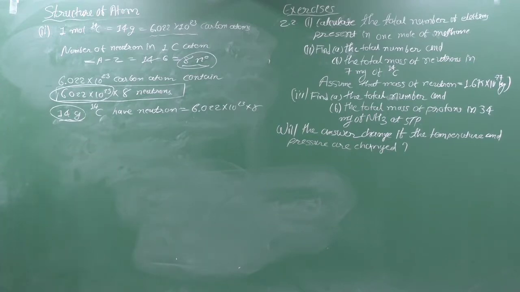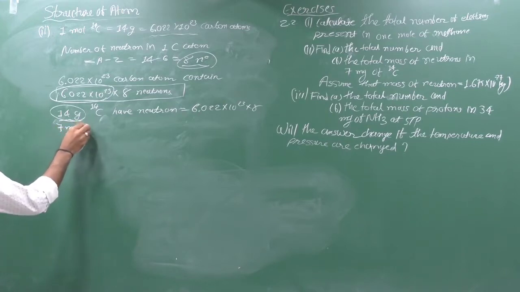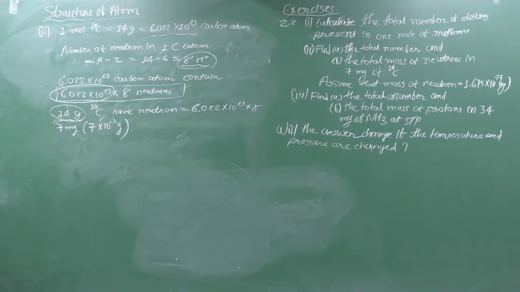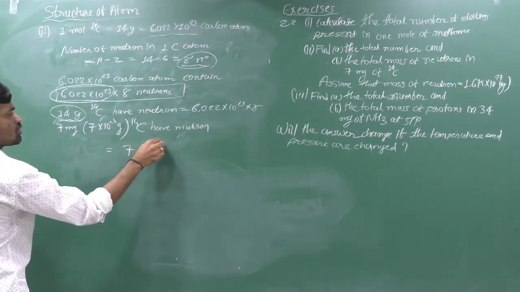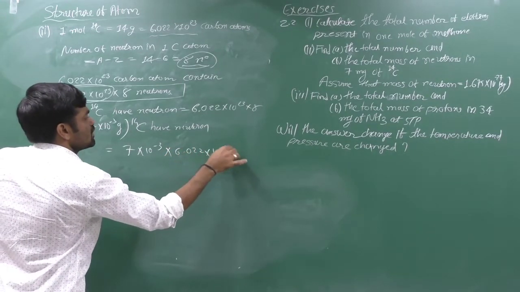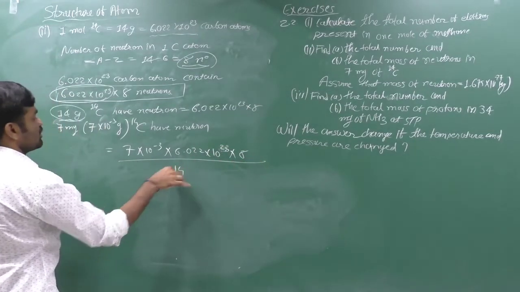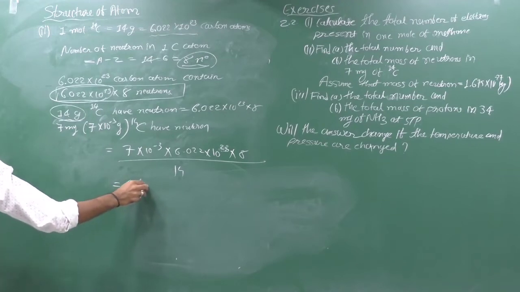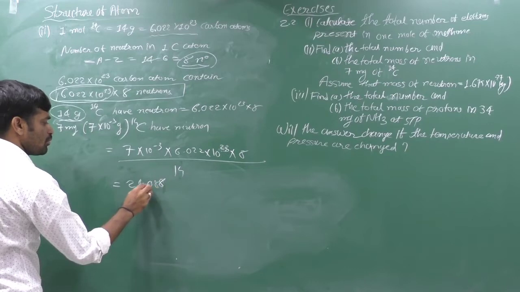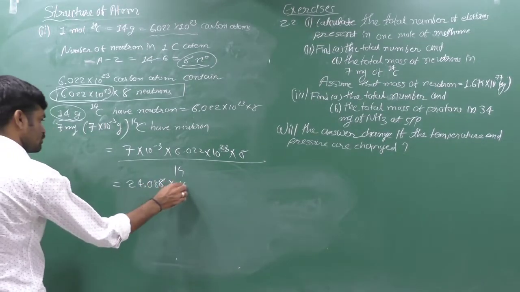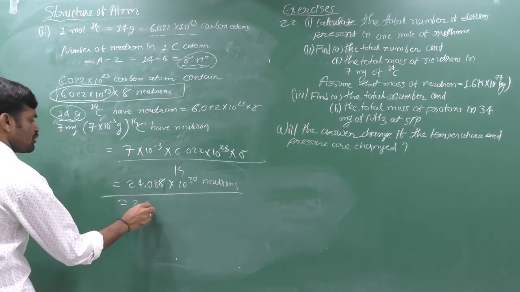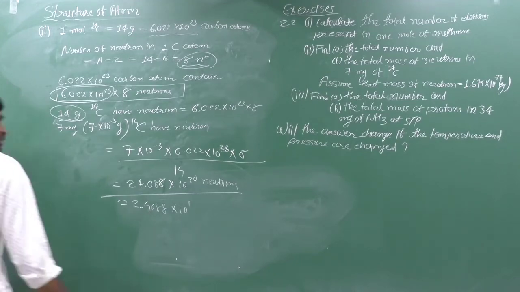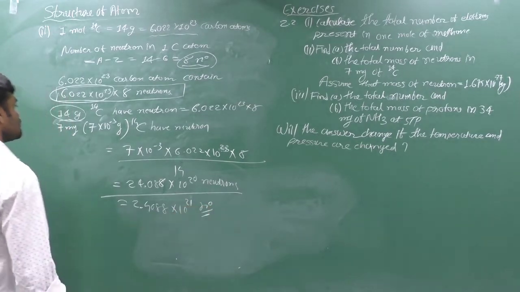It is for 1 mole. If we take 6.022 into 10 raised to 23 carbon atoms, then its weight is 14 gram, which is 1 mole. How many grams have we been asked for? 7 milligram, means 7 milligram is 7 into 10 raised to minus 3 gram. 7 into 10 raised to minus 3 gram of carbon 14 has neutrons equal to 7 cross 10 raised to minus 3 cross 6.022 into 10 raised to 23 into 8 by 14. 8 by 14 is equal to 24.088 into 10 raised to 20 neutrons. If we move the power, it is equal to 2.4088 into 10 raised to 21 neutrons. Very simple. We got the number of neutrons.